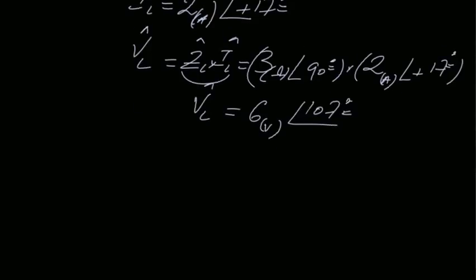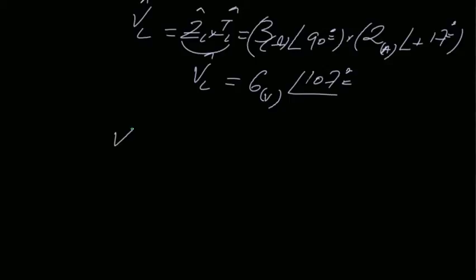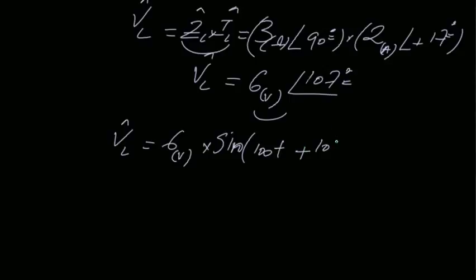Now this is in the phasors domain. So if we go back to the time domain, what is VL? 6. So that's the peak voltage. The voltage across the inductor here will never ever exceed 6. That's the maximum it'll ever reach. Sine, it will have the same angular velocity as the current, so 100t. But now the phase is what? 107 degrees. And that's the beauty with phasors. Everything is included, and you don't have to remember which leads what in what direction. All right, that's pretty much it.